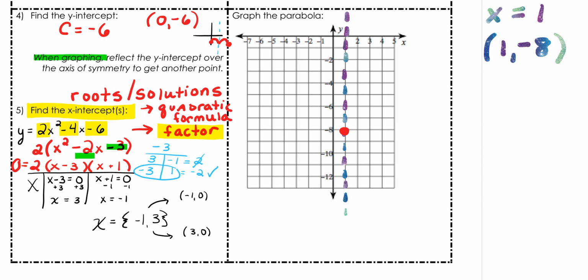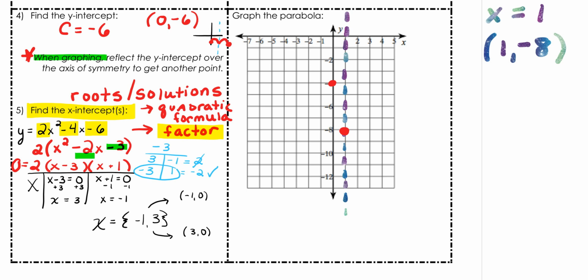Now the next thing that I'm going to do is plot my y-intercept. Okay, so my y-intercept is at negative 6. We saw that in step 4. So my y-intercept, I'm going to plot right there. And remember the little note: when graphing, reflect this point over the axis of symmetry to get another point.